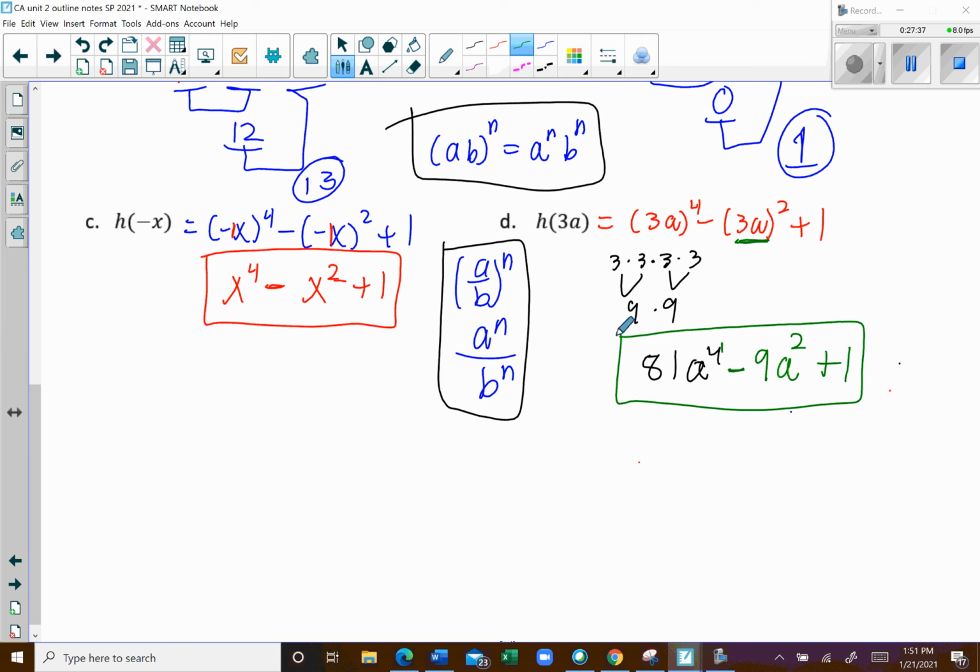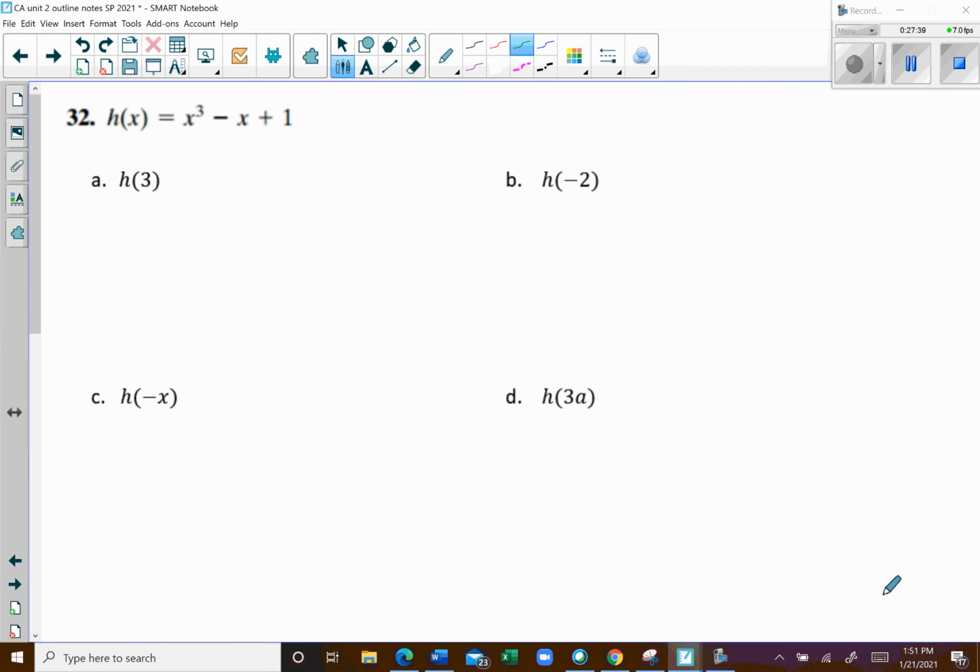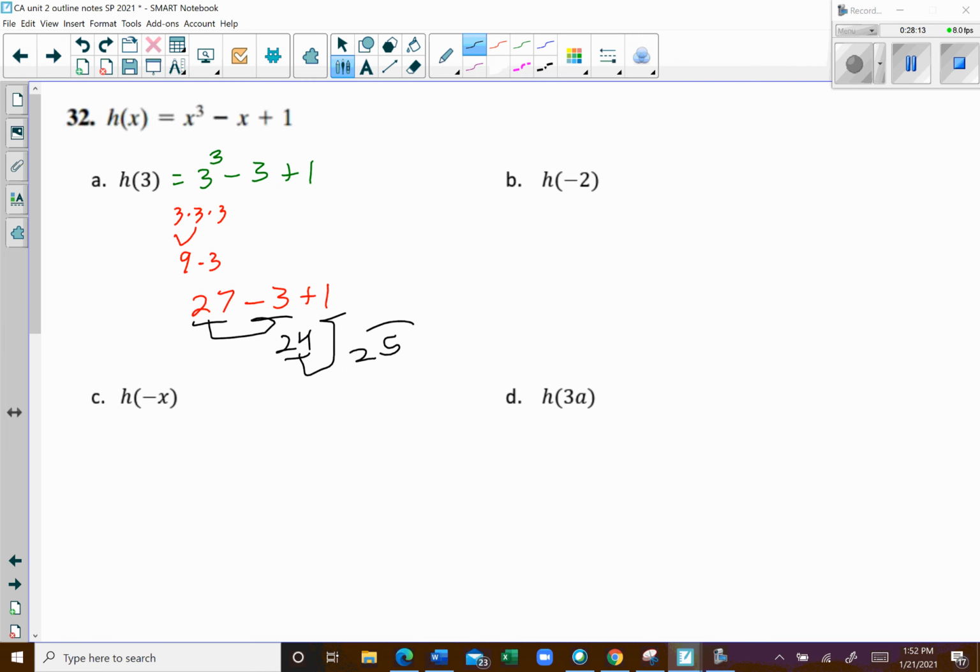All right. I got one page left. So here we're going to plug in 3. So 3 to the power of 3 minus 3 plus 1. 3 to the power of 3, we're going to do 3 times 3 times 3. So let's see, it's going to be 9 times 3. That's going to be 27. Then minus 3 plus 1. All right. 27 minus 3 is 24. 24 plus 1 is going to be 25. So that's going to be the answer to part A.